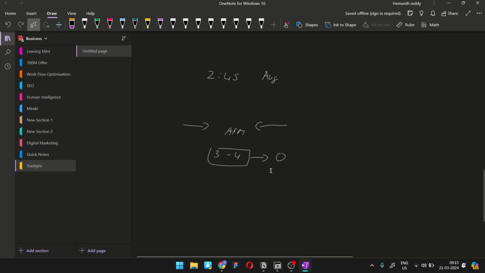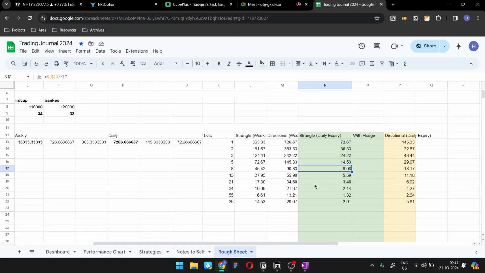Now why 2:45? Why not 1 o'clock? Why not 1:30? At 2:45 usually most of the movement of the market is done and the market starts to stabilize. And by 3 o'clock the averaging starts. So 3 o'clock averaging means from 3 o'clock the price has to be settled. By settling I mean the option either has to go to zero or it has to be at the intrinsic value of the option.